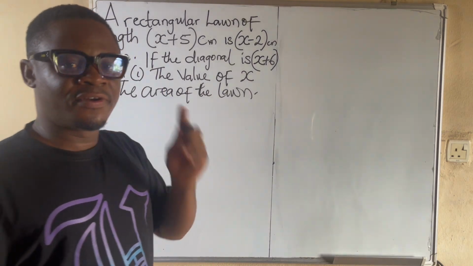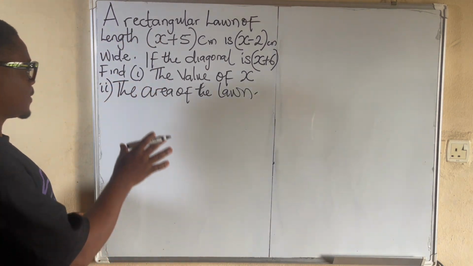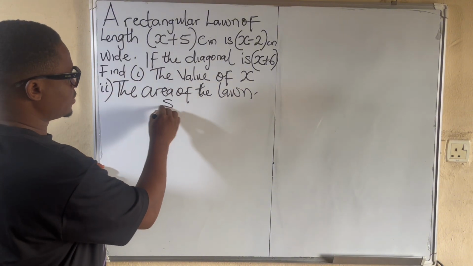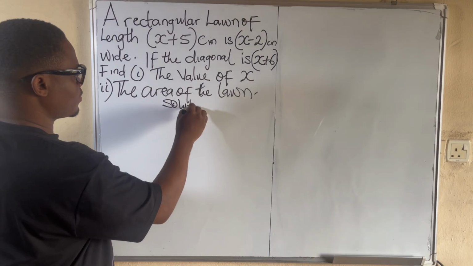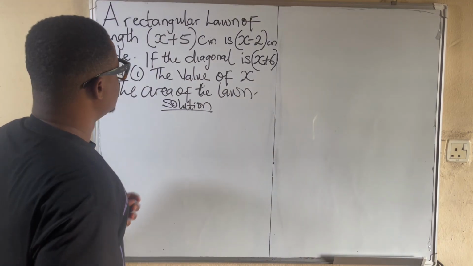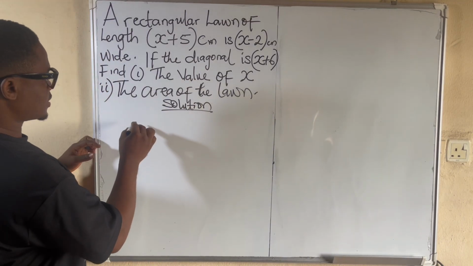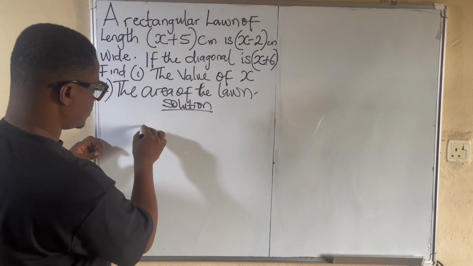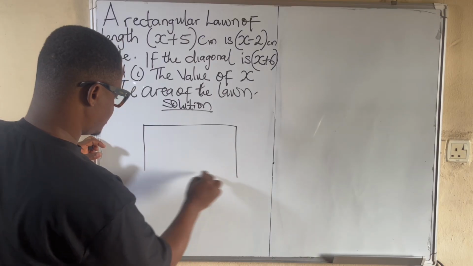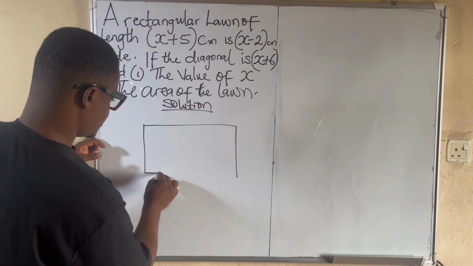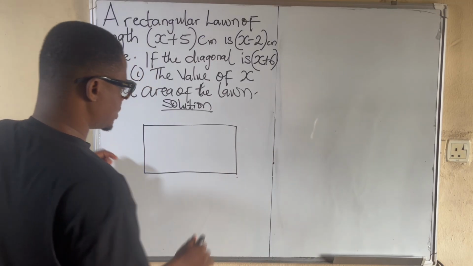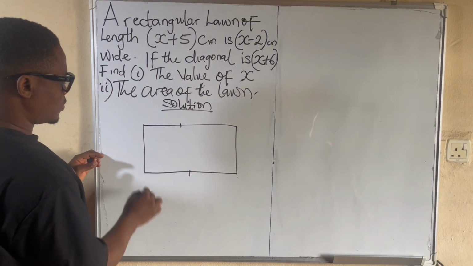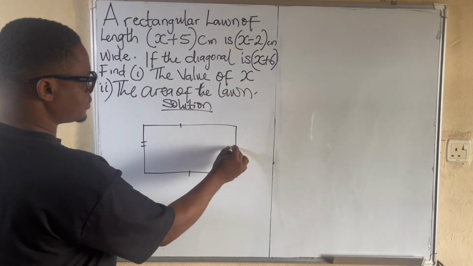In solving this problem, the very first thing we're going to do is to get a sketch for this, or represent it on a sketch. We say solution. So let's draw this rectangular lawn. Let's assume this is the lawn, this is the length, while this is the width.